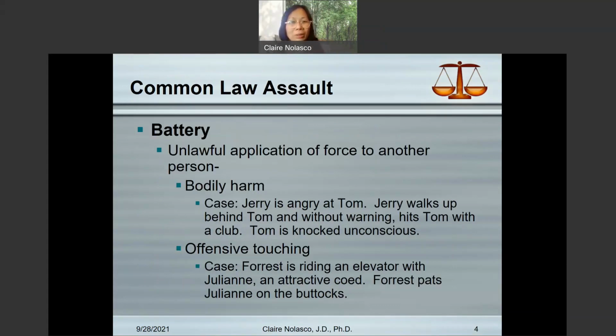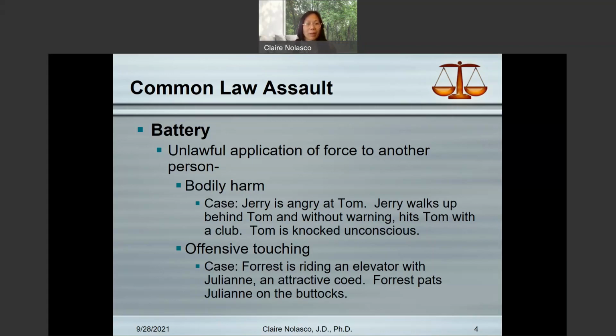Let's look at the common law definitions of battery, assault, and mayhem. There are distinctions between the three types of offenses. First, battery. Battery is the unlawful application of force to another person. So battery in common law corresponds to what we all perceive as assault. Okay, so battery requires the infliction of bodily harm or offensive touching on someone else.